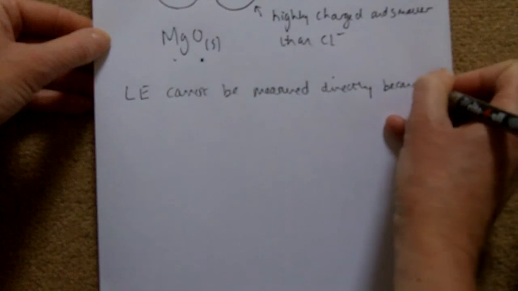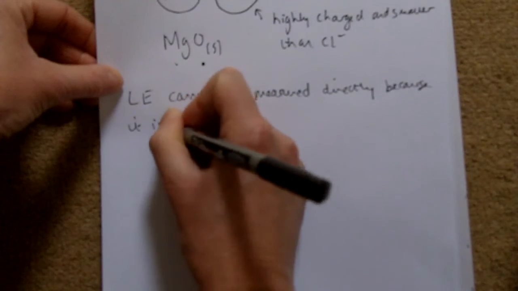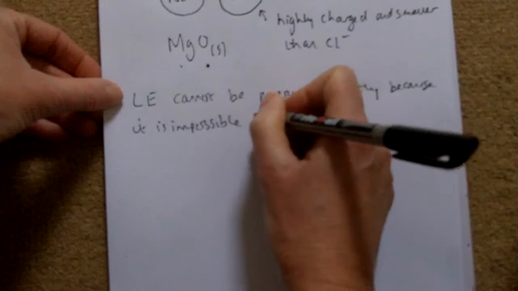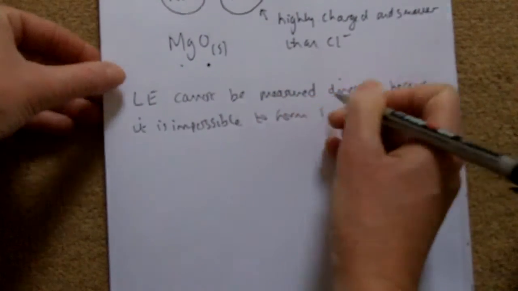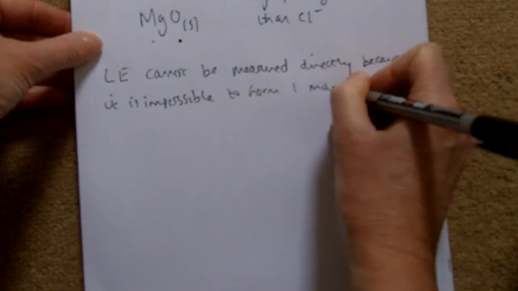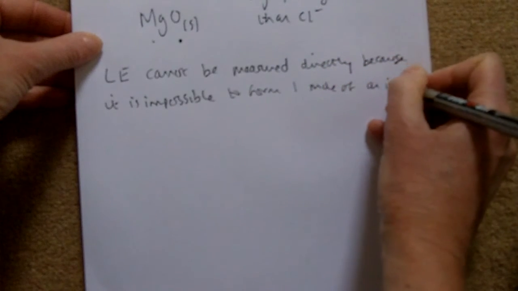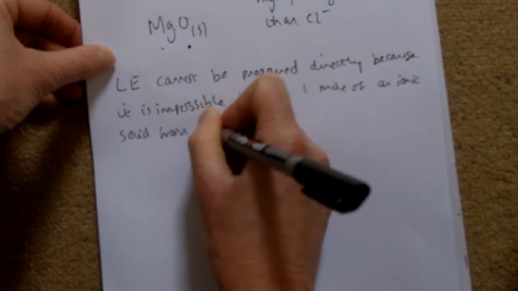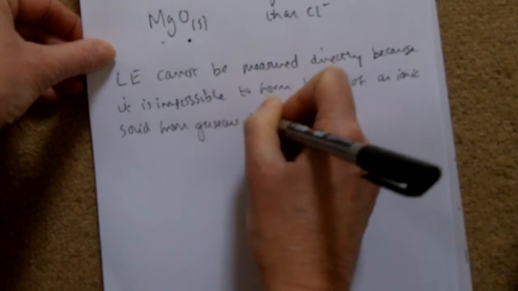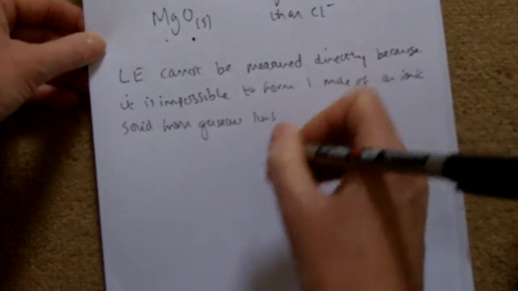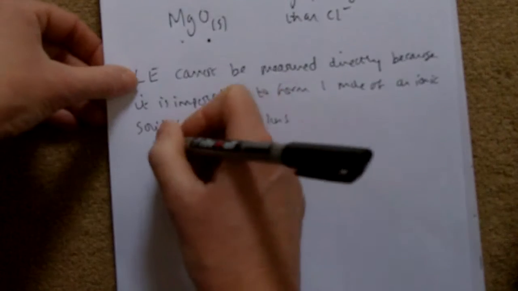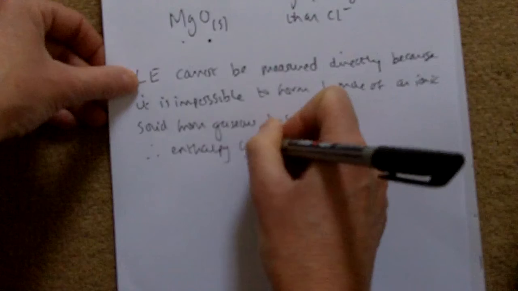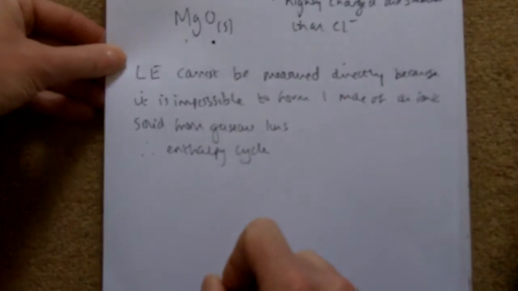Lattice enthalpy cannot be measured directly because it is impossible to form 1 mole of an ionic solid from gaseous ions. Okay, it's impossible to do. So therefore we use an enthalpy cycle. This is from AS. So we use an enthalpy cycle in order to determine the value.